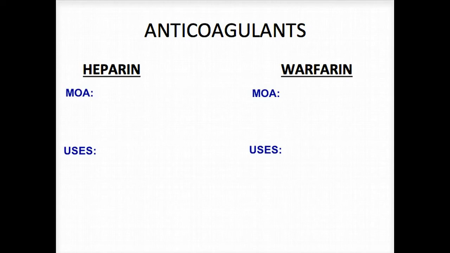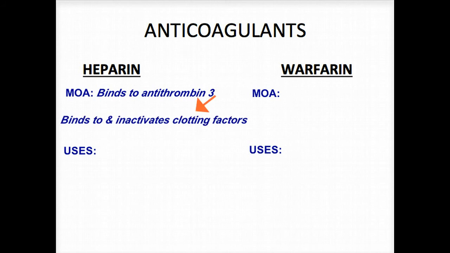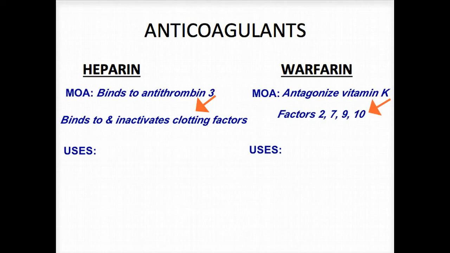First thing we want to know is the mechanism of action. So if we look at the mechanism of action of heparin, we know that it binds to antithrombin 3 or AT3. And this AT3 complex is then going to bind to and inhibit activated clotting factors. Whereas if we look at the mechanism of action of warfarin, it's going to antagonize vitamin K. And when it does this, it interferes with the synthesis of all vitamin K dependent clotting factors, which are factors 2, 7, 9, and 10.